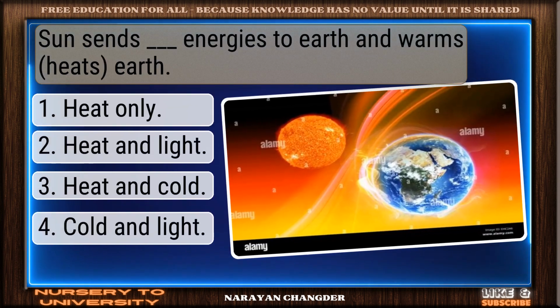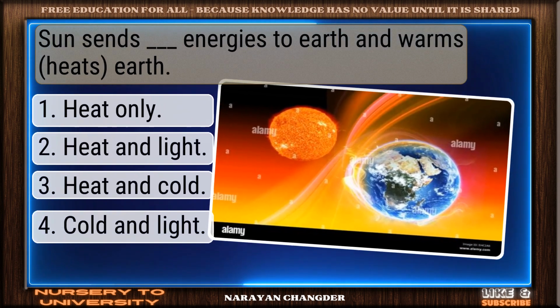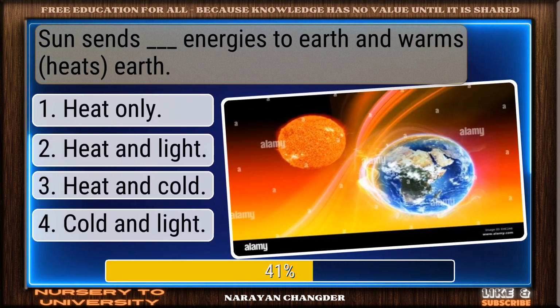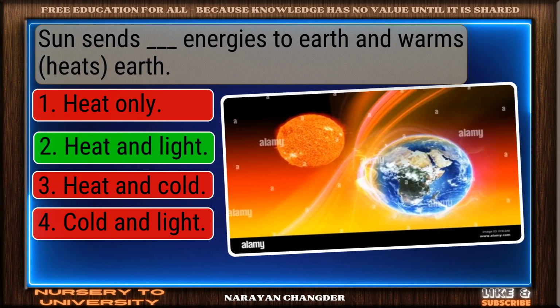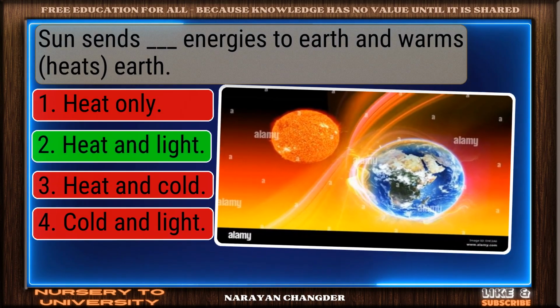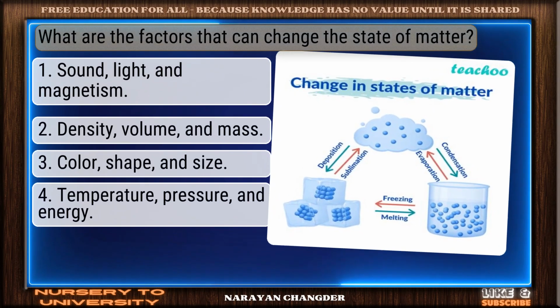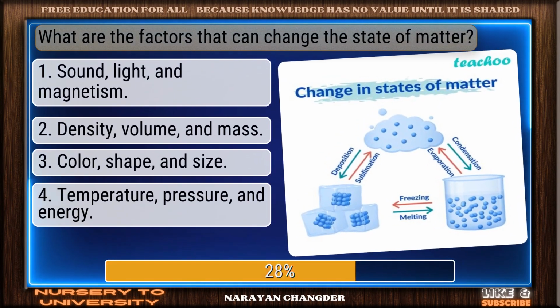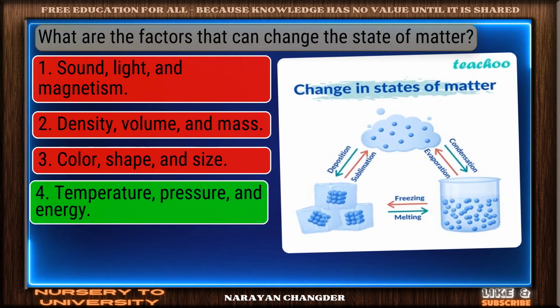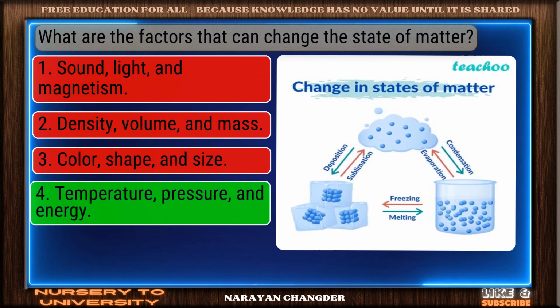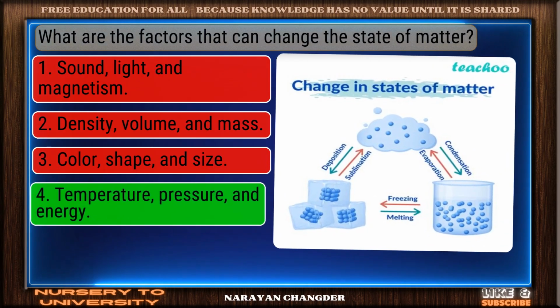Question number 69. Sun sends dash energies to Earth and warms Earth. Excellent choice. Heat and light is the right answer. Question number 70. What are the factors that can change the state of matter? Nicely done. Temperature, pressure, and energy is a solid answer.